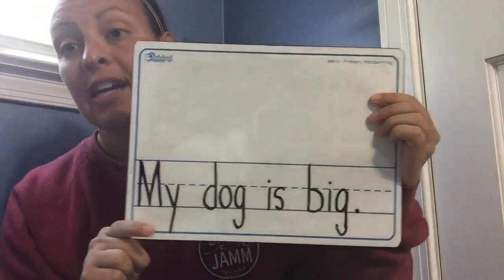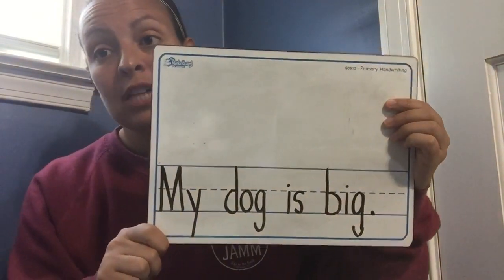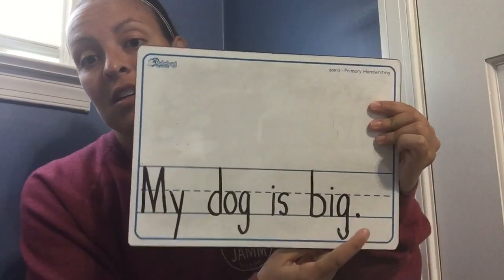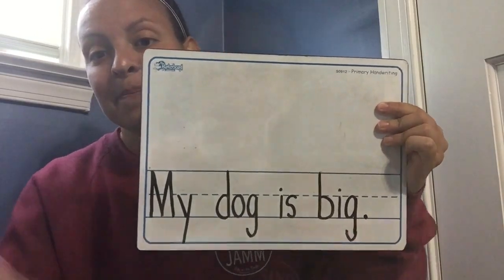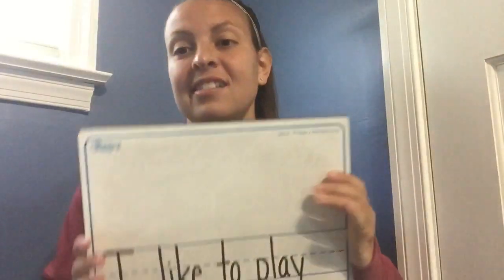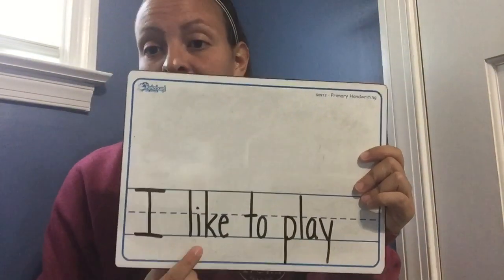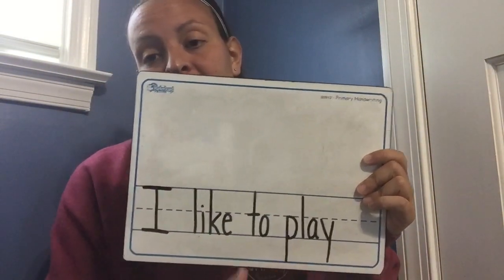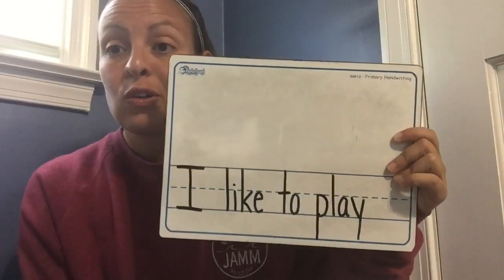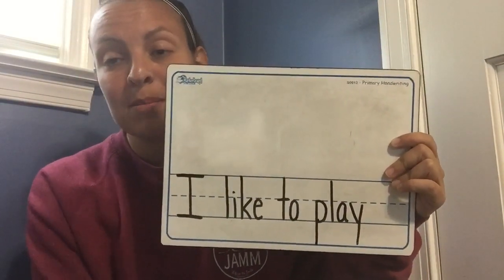My dog is big. Since you're telling someone something, there's a period at the end. The next sentence is, I like to play. In this sentence, you're telling someone you like to play.